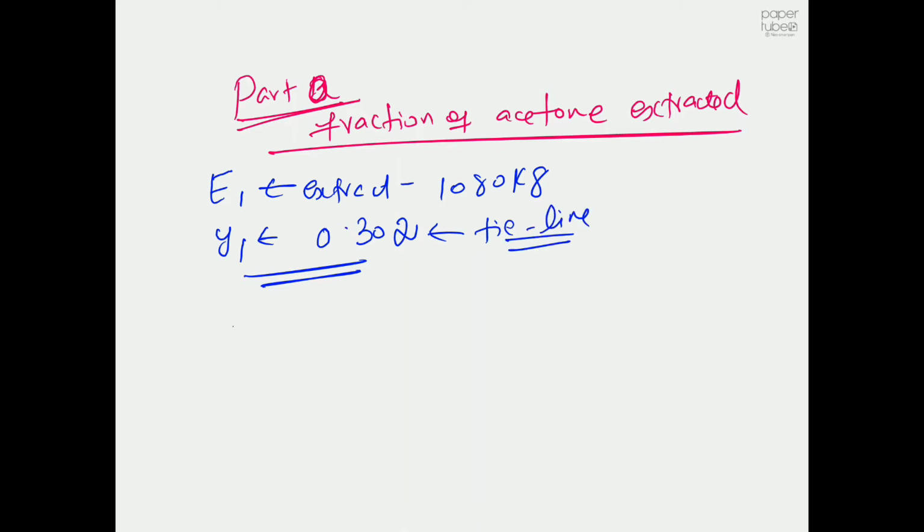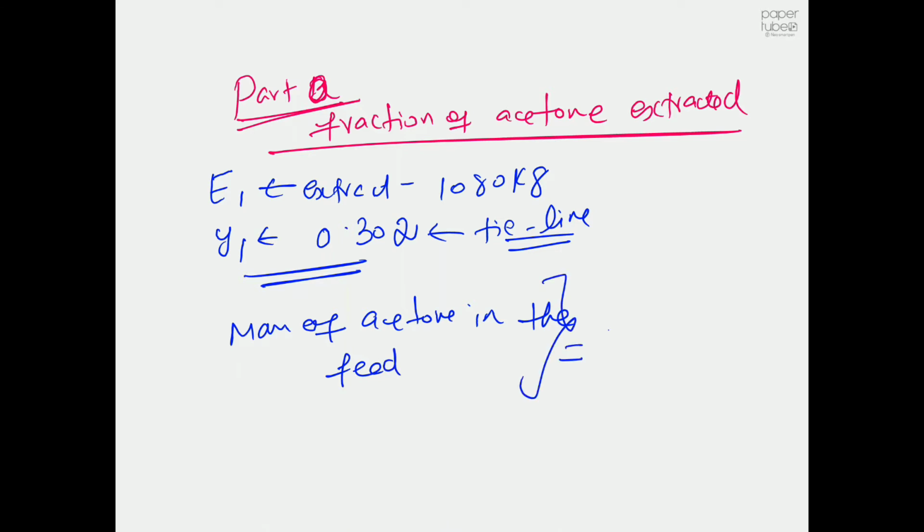Now the mass of acetone in the feed, we know that one. The feed solution is 1000 kgs, and in that feed solution, 50% is acetone. So multiplied by 0.5, that is equal to 500 kilograms.